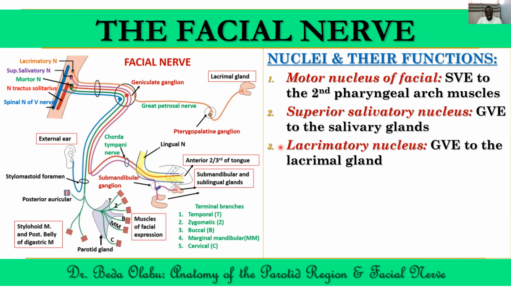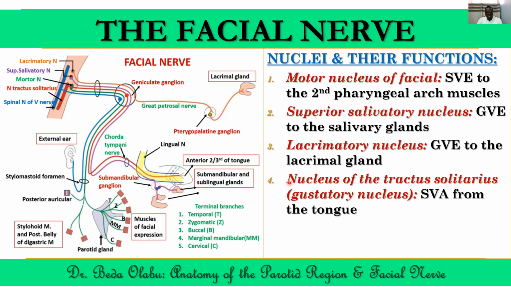Then you have the lacrimatory nucleus. Lacrimatory nucleus can be considered part of the superior salivatory nucleus, the upper part of it actually. You can consider it to be different. Lacrimatory nucleus is therefore still GVE, which means parasympathetic, to the lacrimal gland. This is the one that offers secretomotor function to the lacrimal gland, just like superior salivatory offers the secretomotor function to submandibular and sublingual gland.